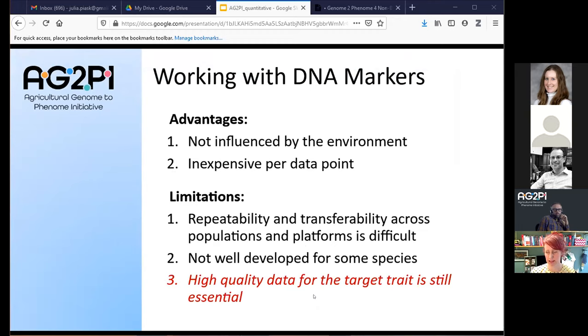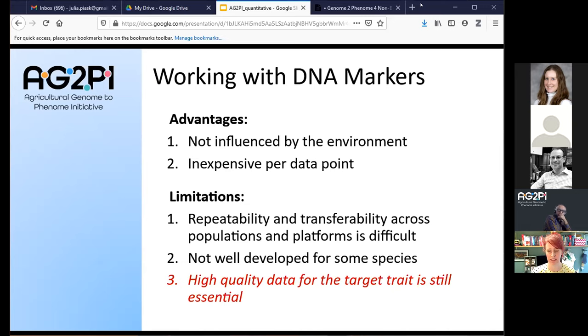Working with DNA markers is really handy for doing any genetic analysis because, number one, they're pretty cheap to gather and they're just getting cheaper and cheaper as time goes on. And some of the technical methodology is refined. They're not influenced by the environment, which is, of course, always an issue with any quantitative trait you look at. It's evaluated in a field experiment or some other circumstances, and there's always going to be environmental influences, which make looking at the phenotypic trait really challenging.